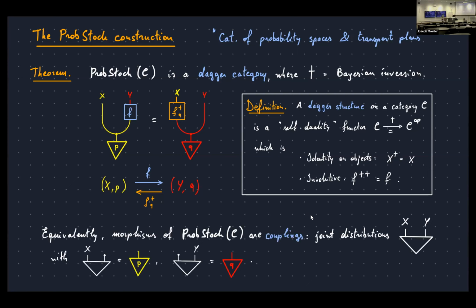Yet another way to look at this is to consider the category of couplings, so to consider a morphism as a coupling. Instead of saying that a morphism is just an almost sure equivalence class of measure preserving kernels, as in the previous slide, equivalently, you can view morphisms as just joint distributions which restrict to P and Q as marginals. All right?